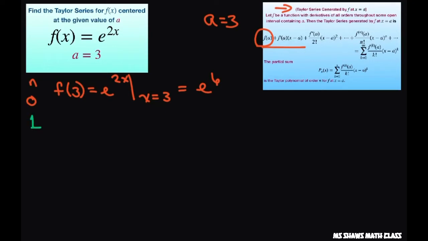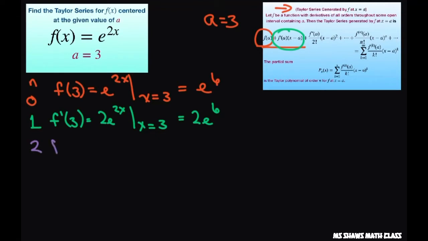Now for the second term, which is actually the first derivative at 3, that's 2e to the power of 2x. Evaluated at x equals 3, that gives me 2e to the power of 6. All right, let's do the second one. f double prime of 3 gives me 2 squared e to the power of 2x, evaluated at x equals 3. That gives me 4e to the power of 6.